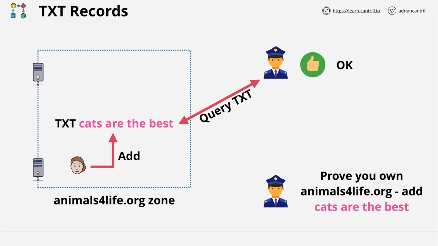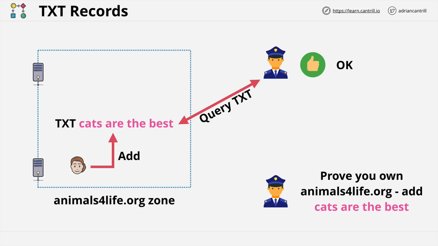There are other uses for the text record type. It can be used to fight spam, so you can add certain information to a domain indicating which entities are authorized to send email on your behalf, and if any email servers receive email from any other servers, then that's a good indication that that email is spam and not authorized.